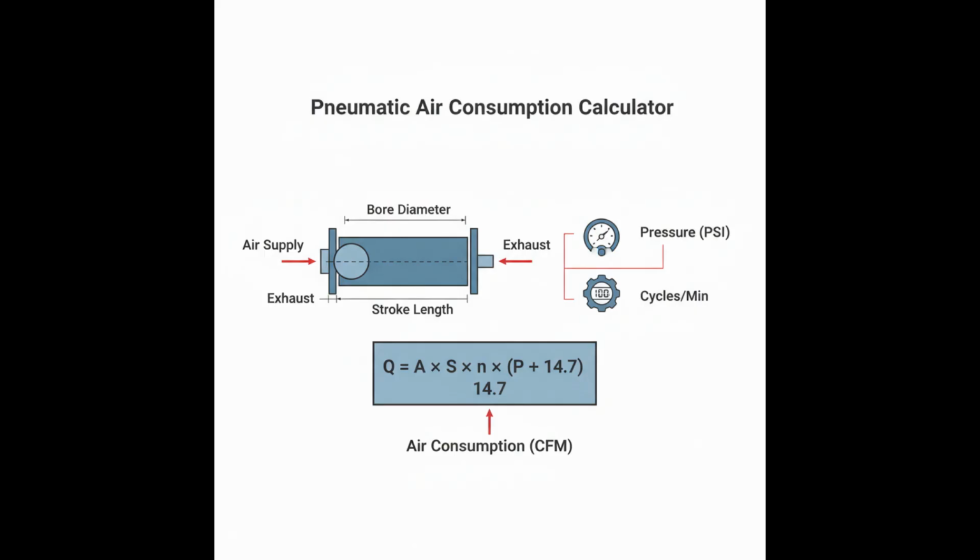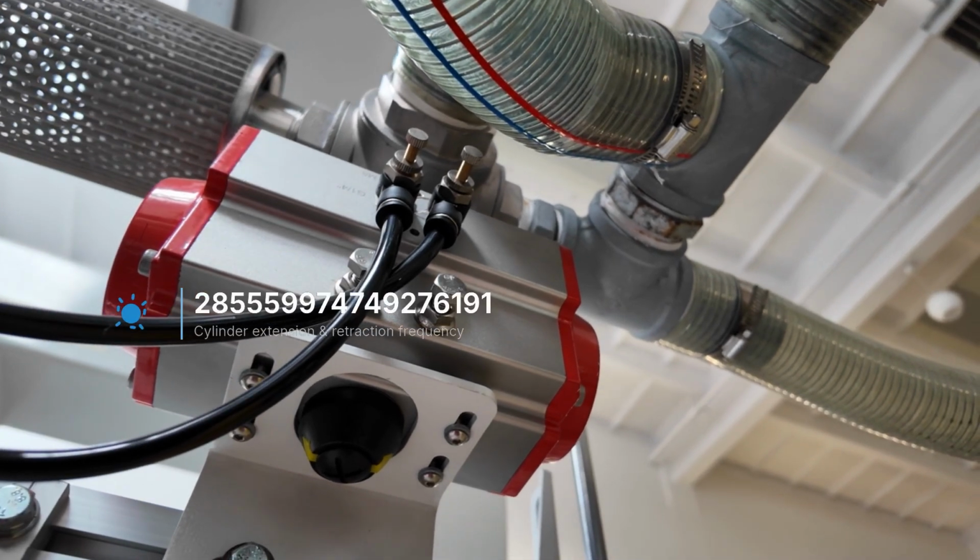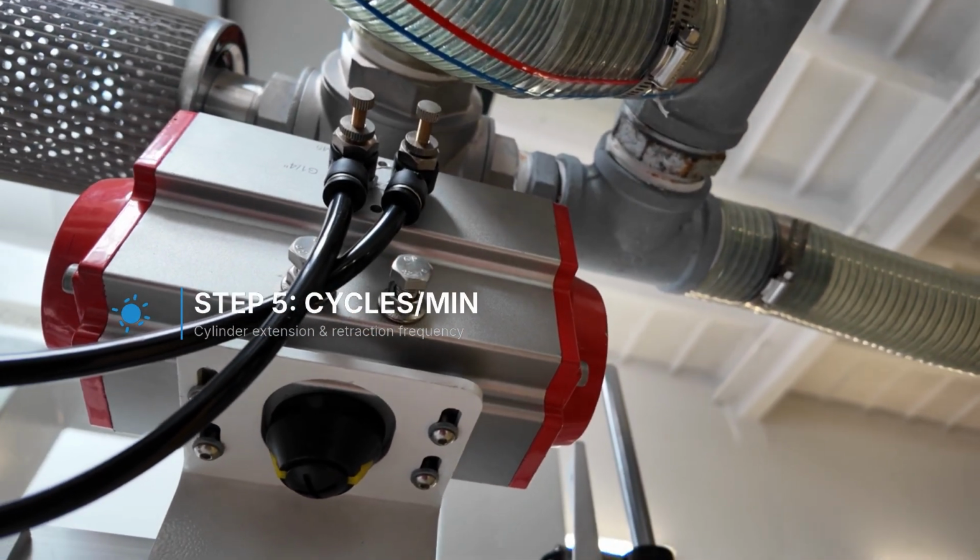Next, enter your bore diameter in inches. This is the internal diameter of your cylinder. Then input the stroke length in inches, the distance your piston travels, add your operating pressure in PSI, and finally, enter your cycles per minute, how many times the cylinder extends and retracts each minute.